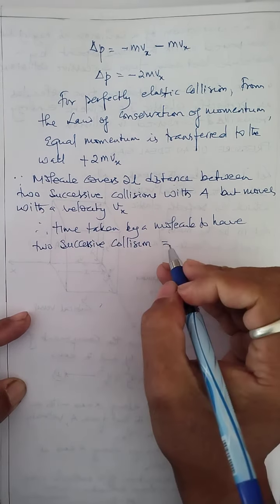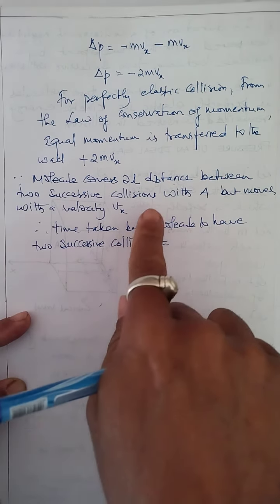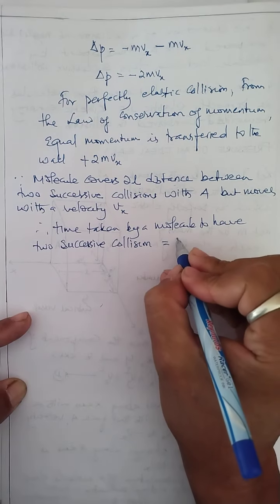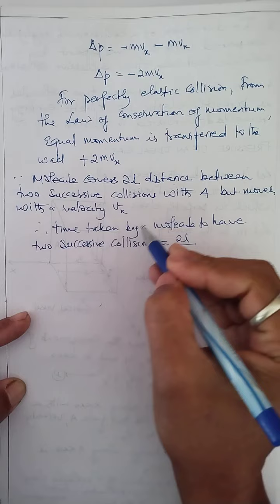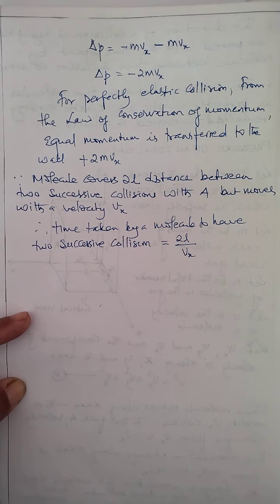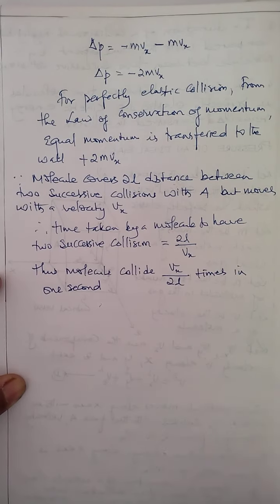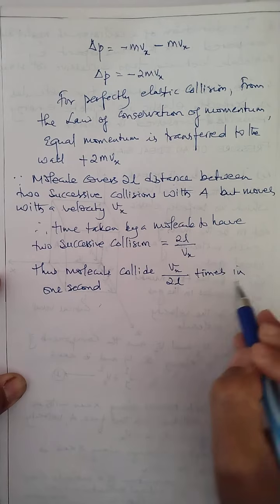So time is distance by velocity. But for 2 successive collisions, what is the total distance covered? 2L. The distance covered is 2L. And even for 2 successive collisions, the molecule is moving with the velocity how much? Vx. So this is the time. Thus a molecule collides Vx by 2L times in 1 second.